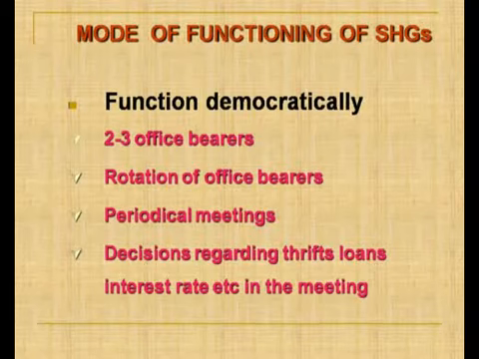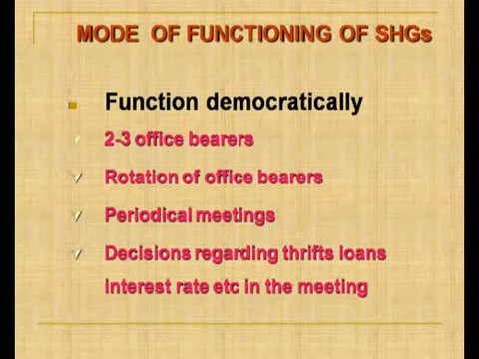A good functioning SHG functions democratically. They've got office bearers, like leaders, the secretary and the cashier, and this office bearer's post keeps rotating among the members, so that every member gets a chance of getting empowered to run the SHG. Then they have regular periodical meetings which help people to come together, to know each other, to make decisions which are very important to their life. Decisions regarding thrift, loans, interest rates, etc. are decided in the meeting.